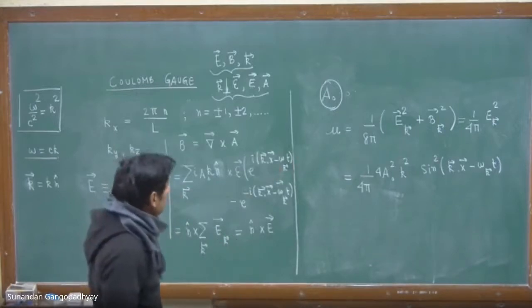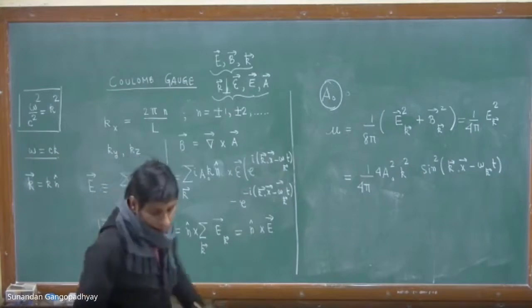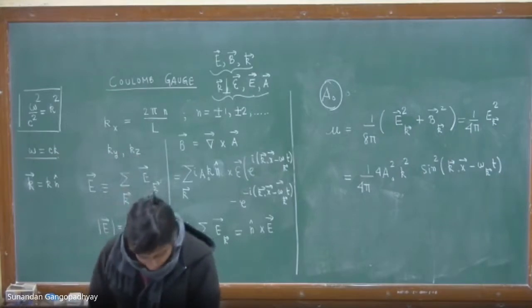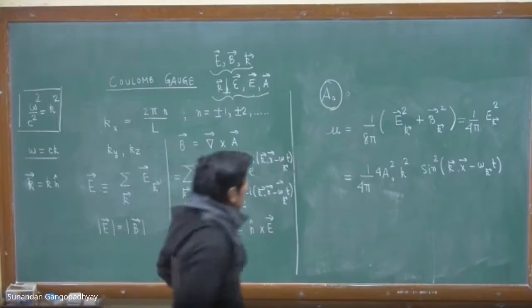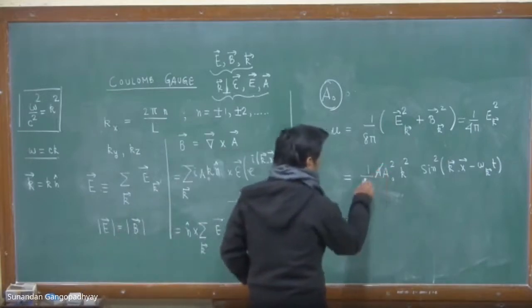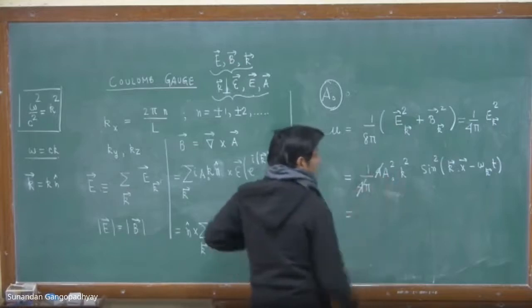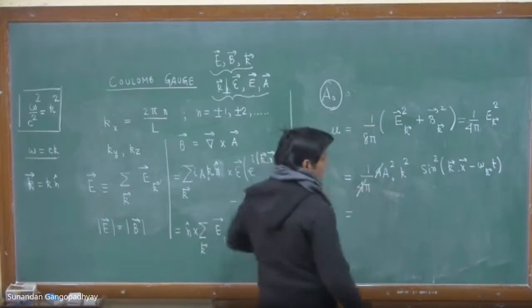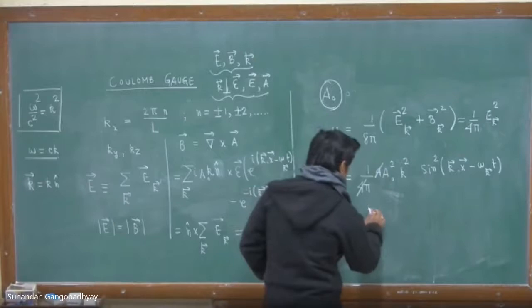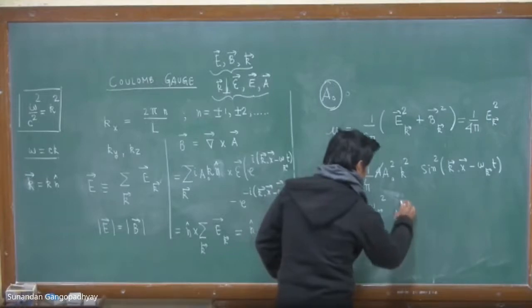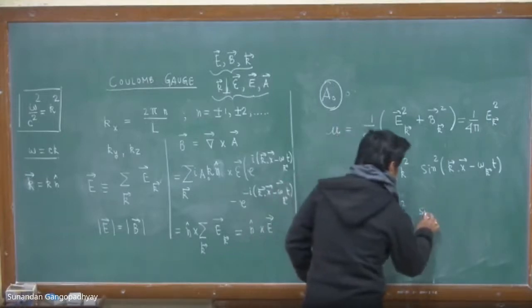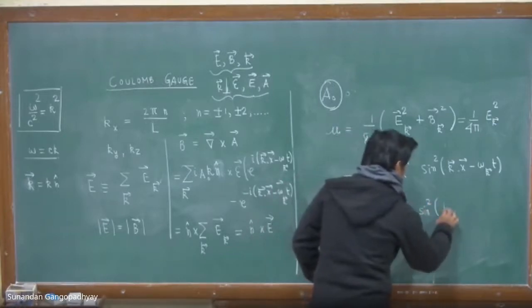And also, I think I have missed a factor, or maybe I have not missed, everything is fine. Okay, so this is fine. So this 4 and 4 cancels, and k square is nothing but omega square by c square. So this will give us omega square by c square A0 square sine square (k dot x minus omega t).